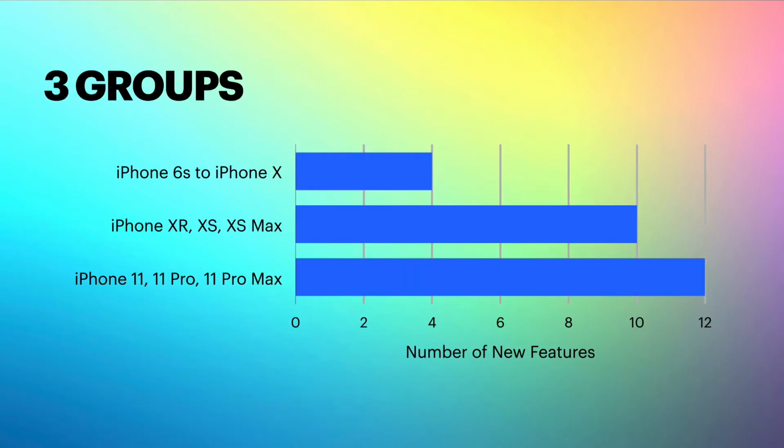And if you look at the results overall, we'll see that there's 3 different groups. The oldest phones at the top, the 6s to the iPhone 10, we're seeing the least amount of new features, about 4. Then if we go down to 10R and the 10s, then we start seeing 10 features, which is quite a bit. And then if you go to the 11 and 11 Pros, those are up to 12. So overall, the 10s and the 11s, those are the phones that got the most out of this year's update, but the older phones were not left behind either.